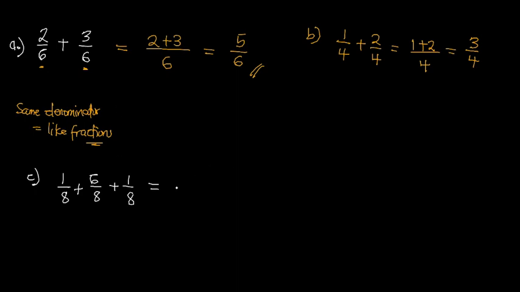So let's look at this. The solution to this problem is the denominators over here are all 8, 8, 8. So we maintain one of them. Then we add the numerators. So we have 1 plus 6 plus 1. So 1 plus 6 is 7 plus 1 is 8. So this is equal to 8 over 8. And 8 divided by 8 is equal to 1. So this is our answer.